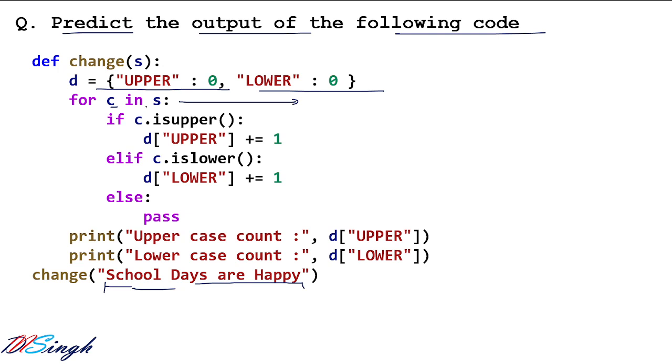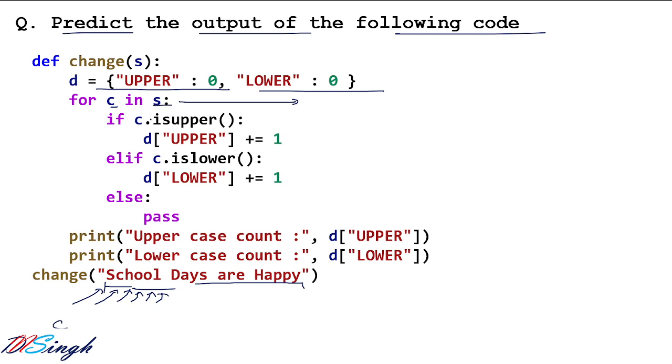So what will the loop variable have? c will assume values one by one: first s, then c, then h, then o, then again o, l, space. Like that it is going to take the values from s, because we are iterating over a sequence, that is the string s.